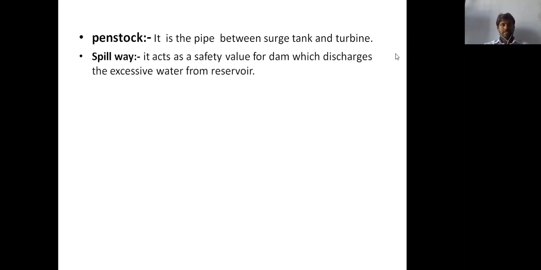And the next one, spillways. It acts as a safety valve for a dam, discharging the excessive water from the reservoir. The spillways are nothing but gates.